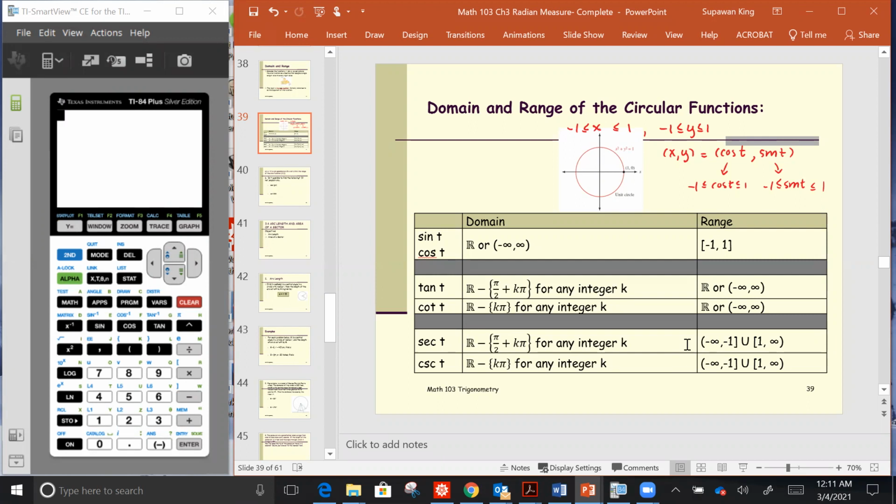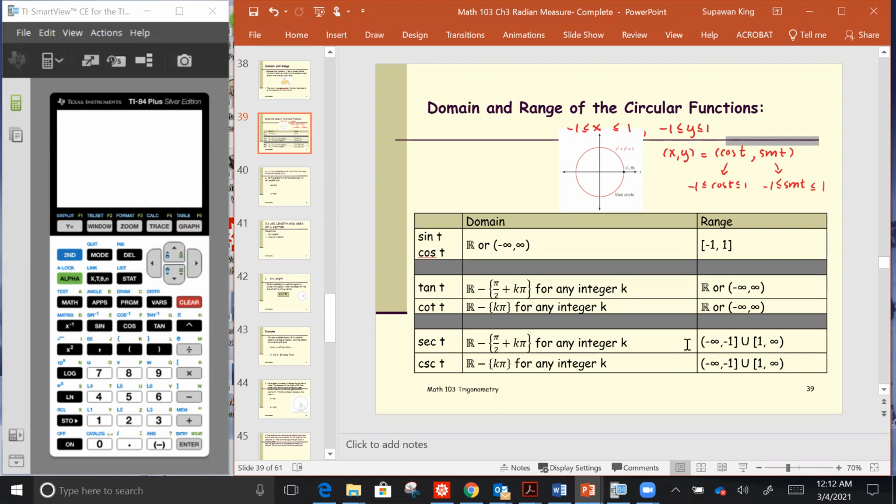From this table, we can say the sine of t and the cosine of t have a domain of the set of all real numbers, but the range, or the value of the sine and the cosine of t, will be anywhere between -1 and +1 as the bound of the unit circle.